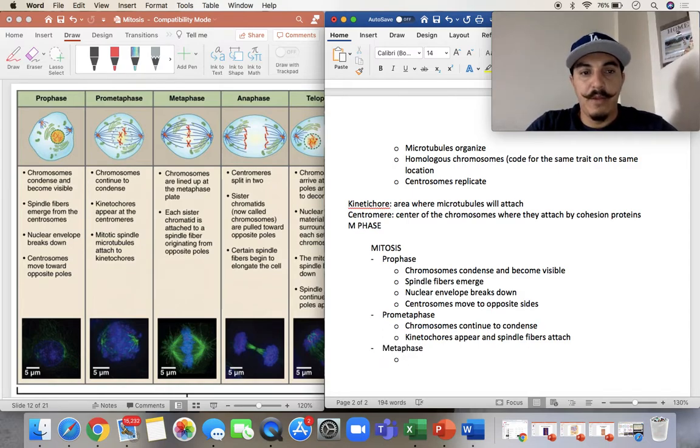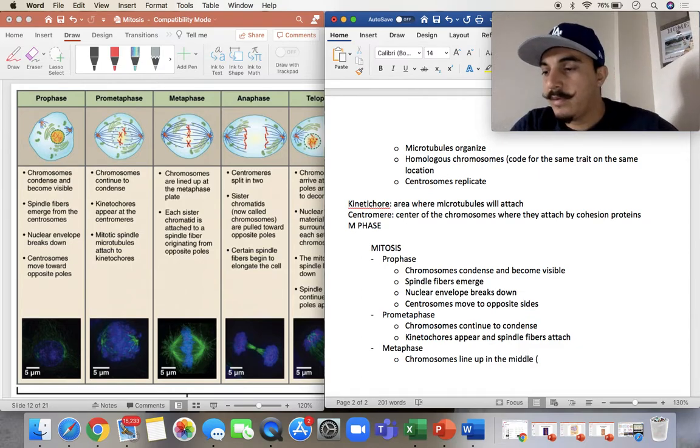Okay, now this is where it gets kind of cool. Look at this like real life image down here. That's pretty cool. I think it's pretty cool. Okay, so the chromosomes are lined up. So chromosomes line up in the middle, or the metaphase plate, it's called.